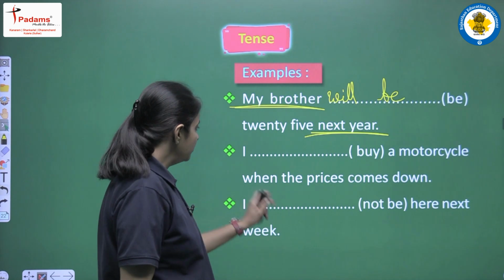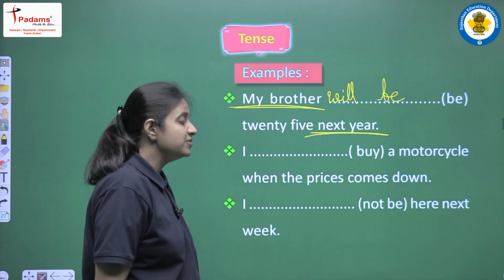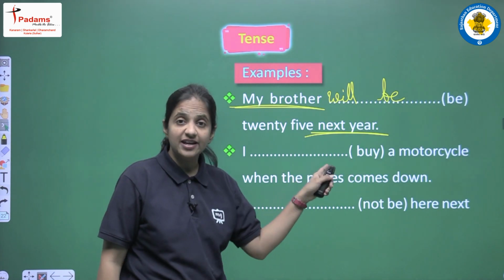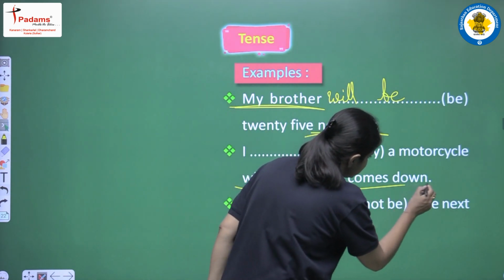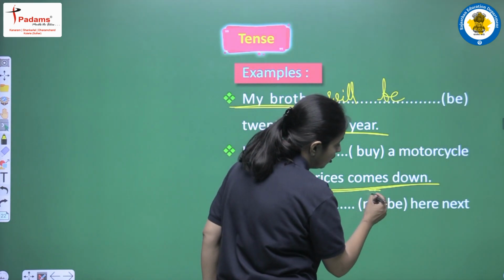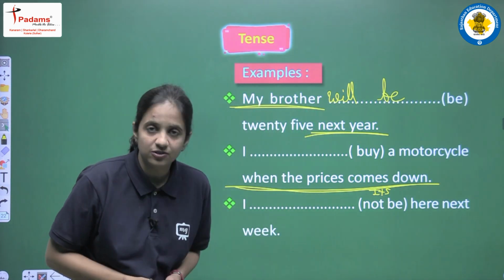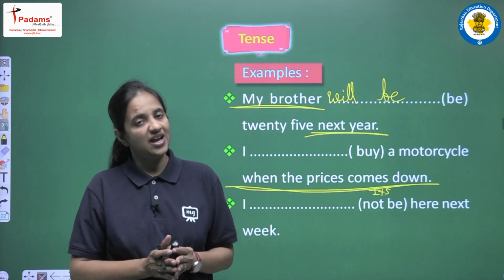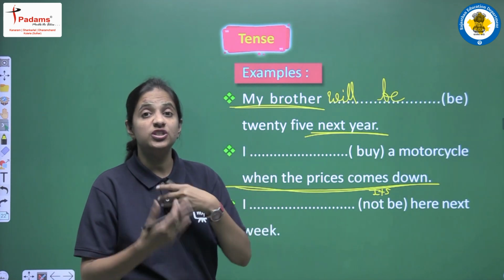Okay. Second one is, I buy a motorcycle when the prices comes down. So students, let's focus here. This is actually a conditional sentence, right? We are having one condition. Condition is when the prices comes down, and let's focus here that we are having first form plus s, right? And when this happens, which tense is it? That is present simple tense. So if we are having present simple tense, then here we will write what? We will write future simple tense.